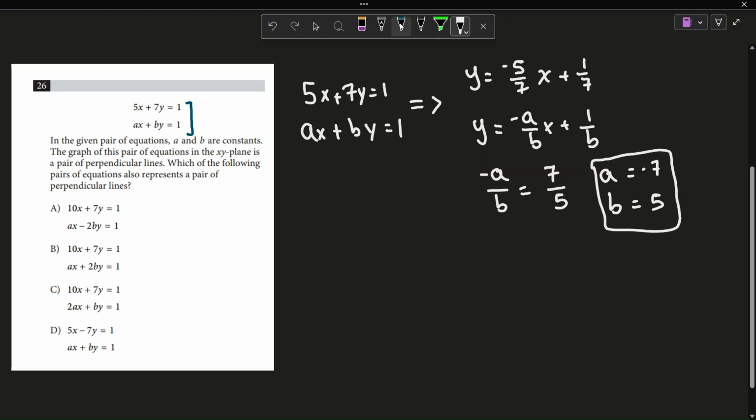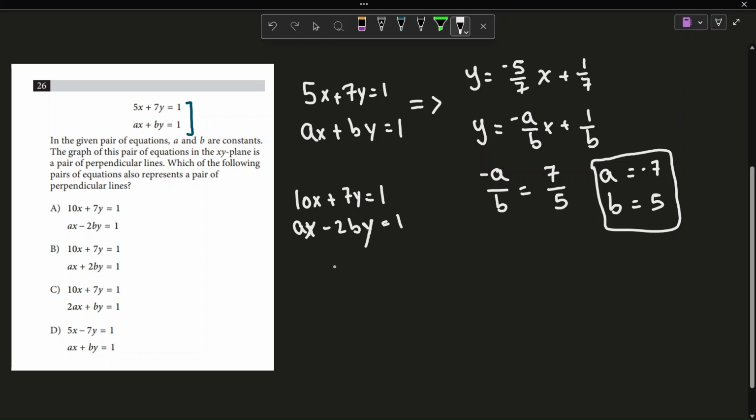Given these two values, let's look at the answer choices and plug in a and b where we need to plug them in. When we convert the first answer choice into standard form, let's do that to the side. 10x plus 7y equals 1 is the first equation of the first answer choice, and ax minus 2by equals 1 is the second equation of the first answer choice.